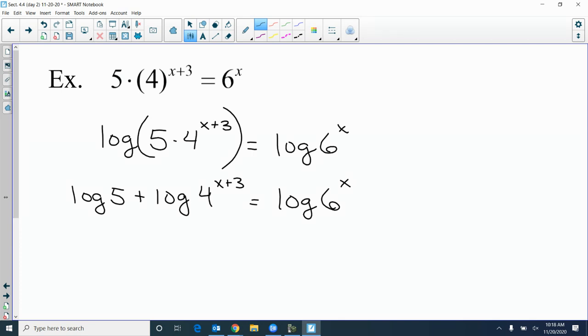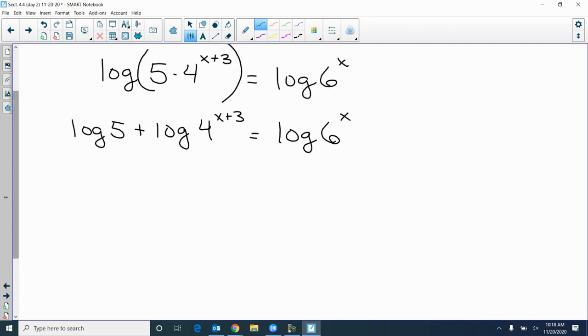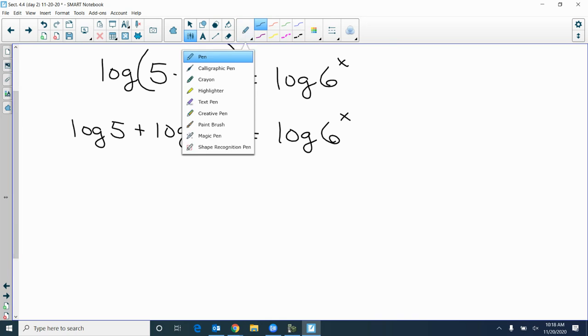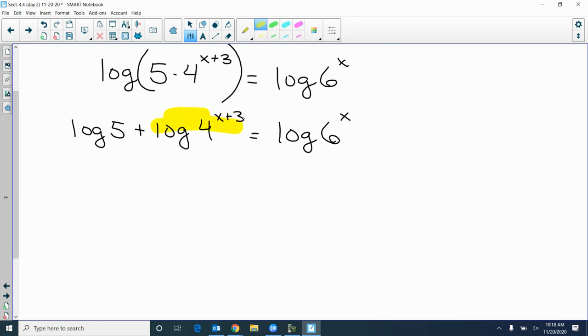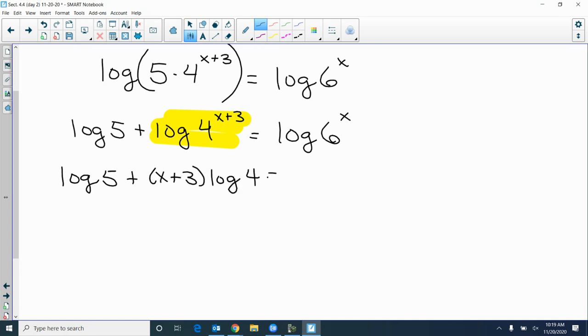Now we got to follow our rules for the exponents. The exponents will go out in front. Now this one here, that x plus 3 only applies to log of 4. It will not affect this 5 out in front. So it's just going to be log of 5 plus x plus 3 times log of 4 equals x times log of 6. Now distribute the log of 4, and now we're kind of where we were at yesterday.